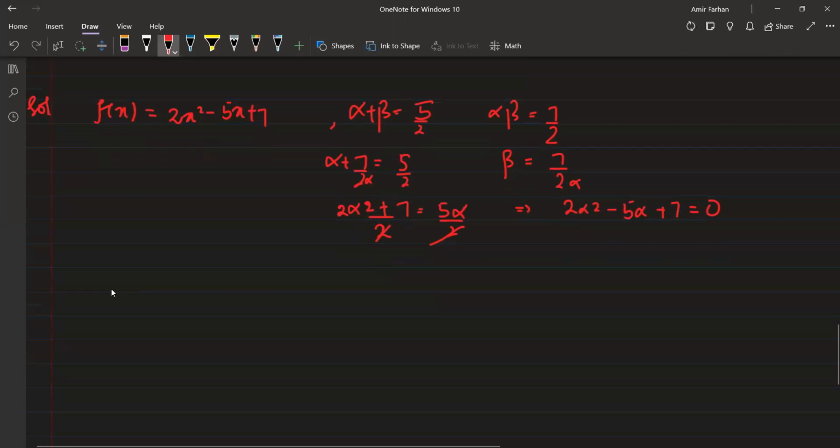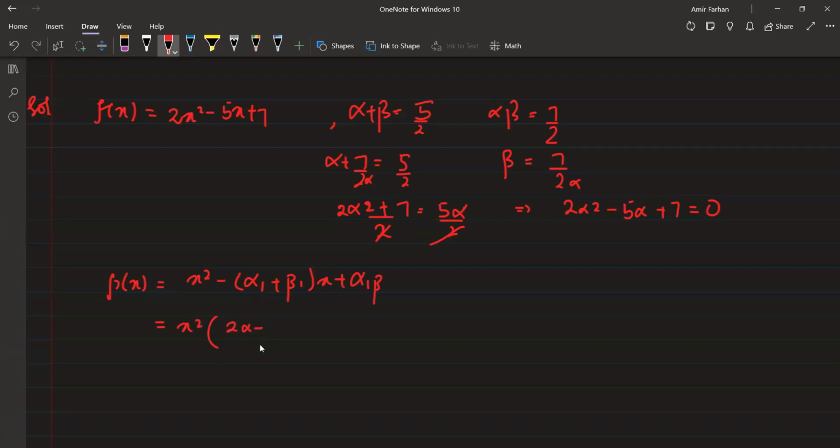So your new polynomial will be P of x equals x square minus (alpha 1 plus beta 1) x plus alpha 1 beta 1, because these are the new zeros. So x square, alpha 1 is what? 2 alpha plus 3 beta. Yes? Plus your second zero is 3 alpha plus 2 beta, plus alpha into beta.